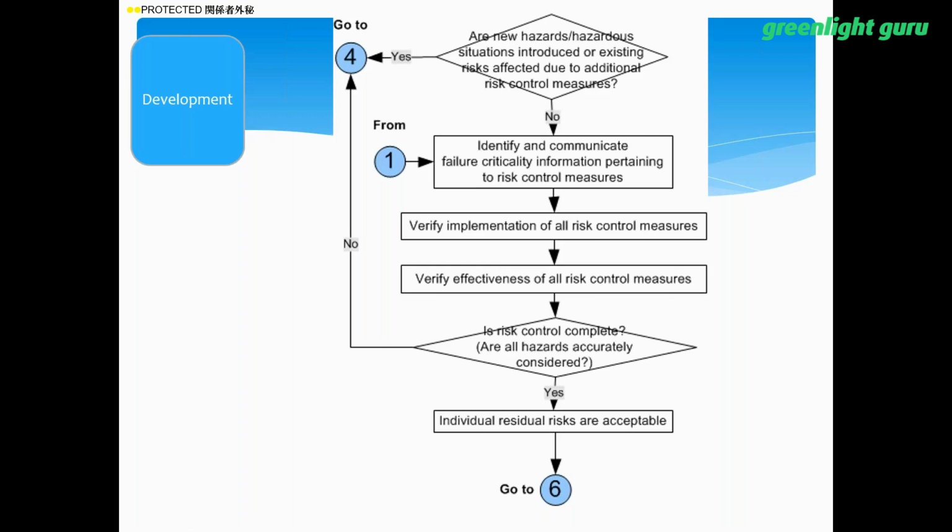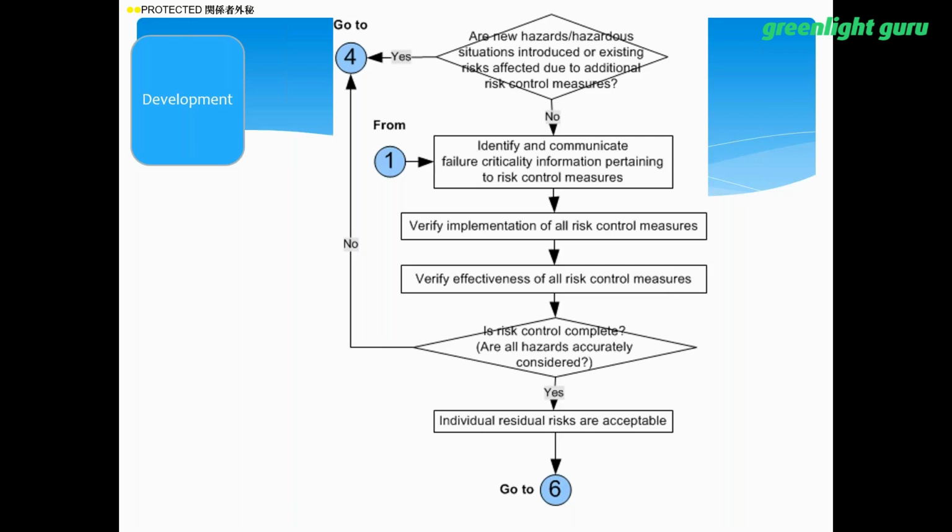So is there a new hazard or hazardous situation introduced, or are existing risks affected due to the additional things that I've done? This is also known as the law of unintended consequence, where I think I've done something good, but it resulted in something bad actually happening. If the answer to that is yes, you go back into design. If the answer to that is no, then I identify and communicate the criticality information pertaining to the risk control measures that I'll be doing through my risk management file.